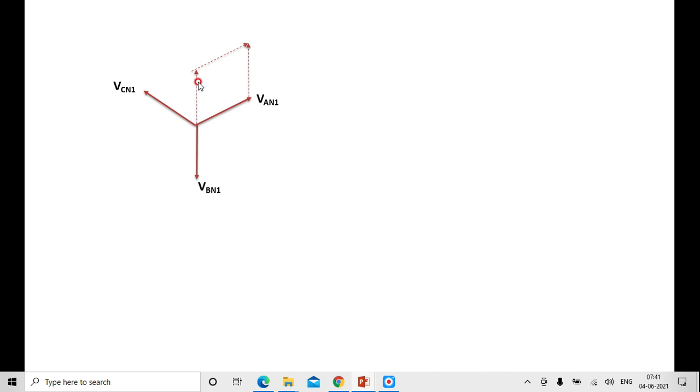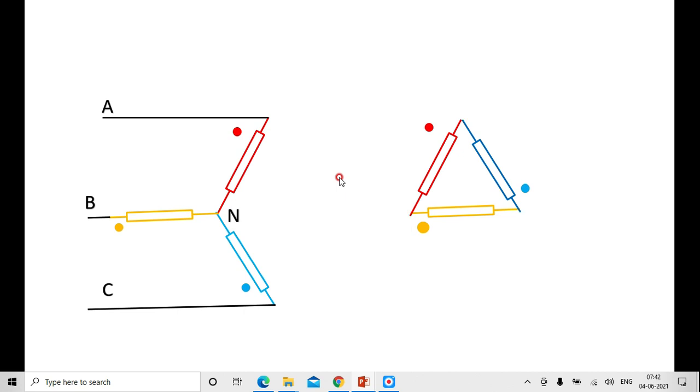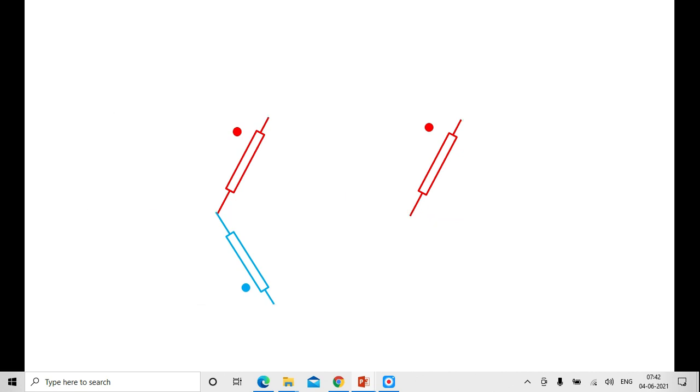If you are adding these two, then what I am getting is VAB1, that is the line to line voltage between A and B in the star connection. Then if you look at the previous figure, between this point and this point it is VAN1 on the star side, whereas between these two it is small ab. Small ab means it is a line to line voltage.